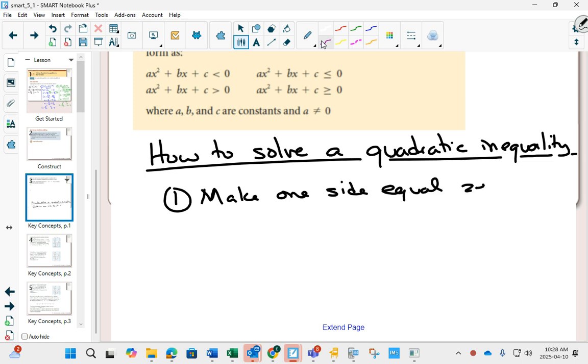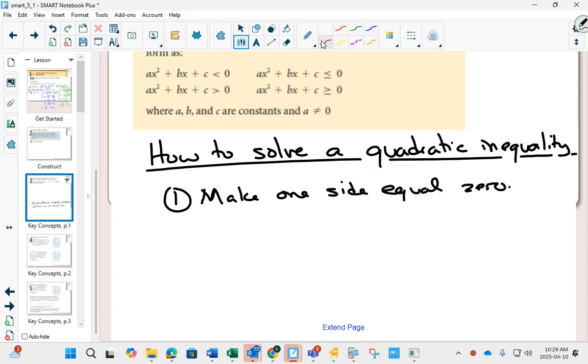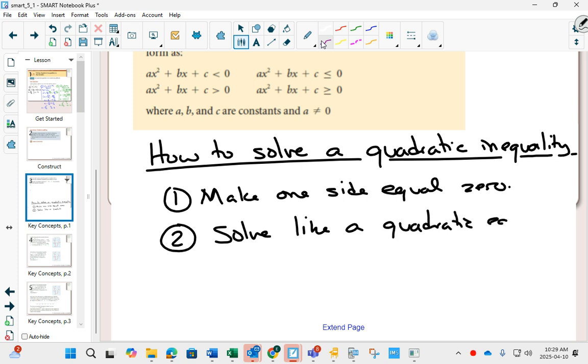Right? Whenever we were solving a quadratic equation, we made one side equal to 0. And then we're going to actually pretend it's equal to 0. So up till this point, it's exactly like chapter 3.